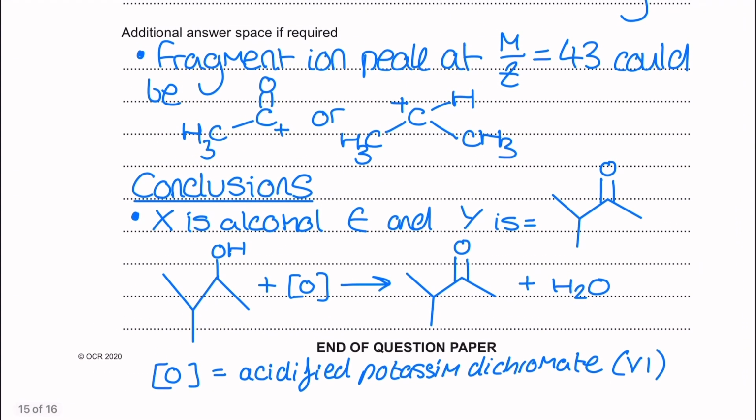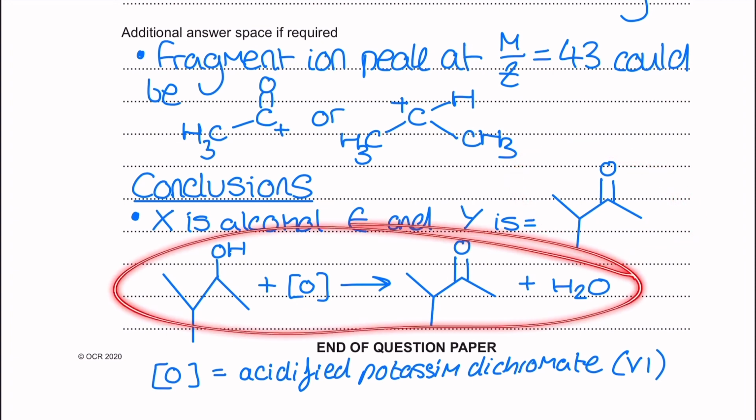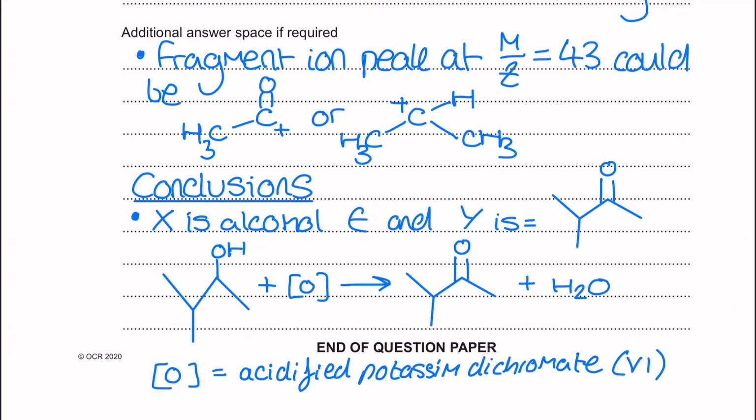So what about my conclusion? Well, I'm concluding that alcohol X is E from the selection, which is this one just here, and Y is therefore this ketone product, which is what happens, as you can see from this reaction equation, which was requested by the question. This is what is formed when alcohol E is oxidized.